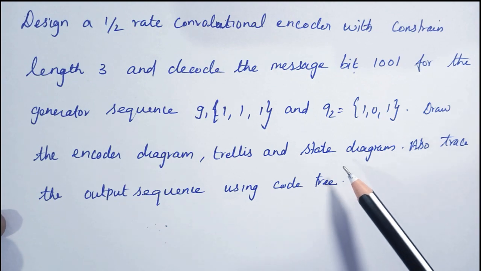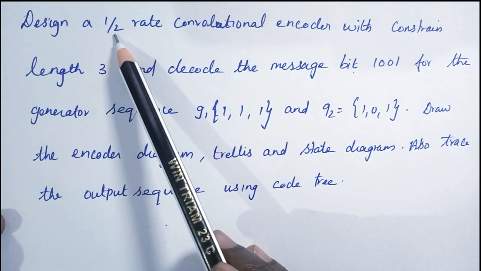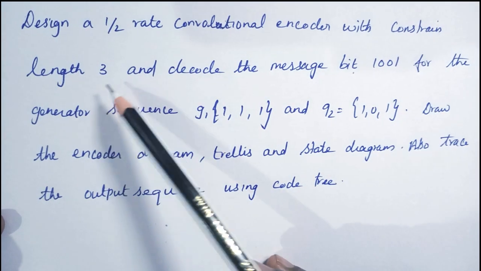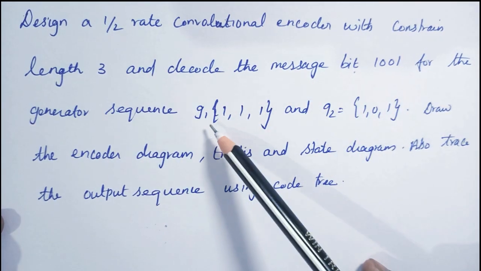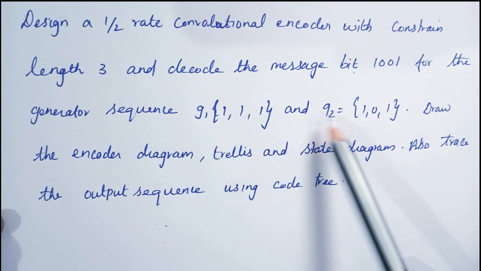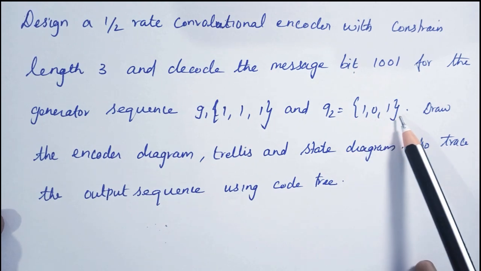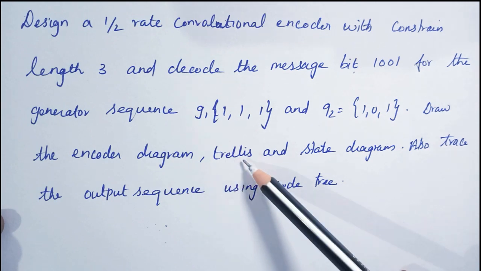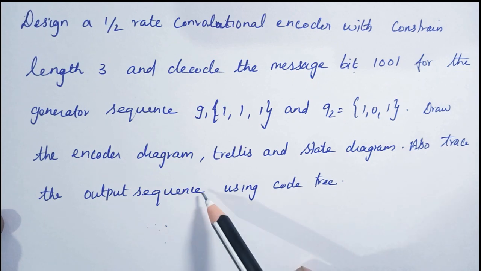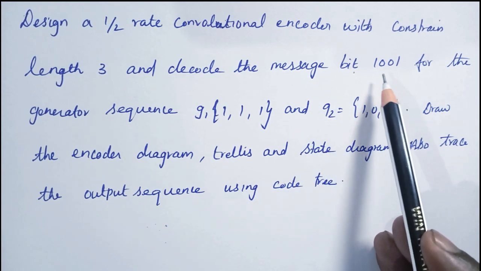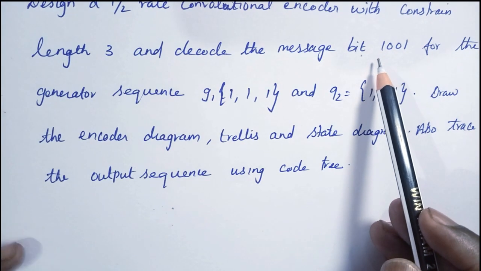If you see this question, we could see the code rate is given. The code rate is 1 by 2 and the constraint length is given as 3. Then we have the message bit given as 1001, and the generating sequences G1 and G2 are given: G1 is 111 and G2 is 101. What is asked is to draw the encoder diagram, trellis diagram and state diagram. Also we are asked to track the output sequence using the code tree for the message bit 1001.